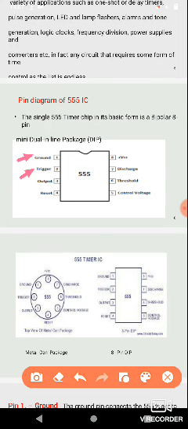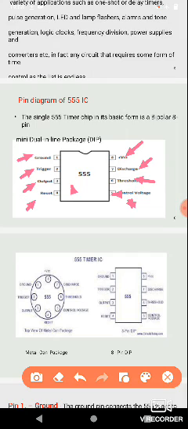Next, trigger pin, output pin, reset pin. Pin number 1 stands for ground, pin 2 is used for triggering, the 3rd pin is used for output, the 4th pin is used for reset, the 5th pin is used for control voltage, the 6th pin is used for threshold, the 7th pin is used for discharging, and the 8th pin is mainly used for power supply. Ground, trigger, output, reset, control, threshold, discharge and VCC.